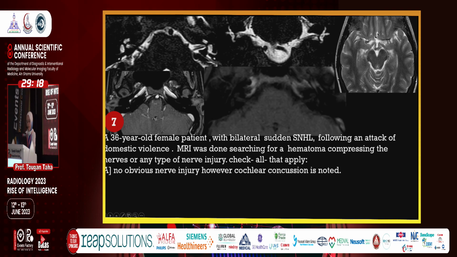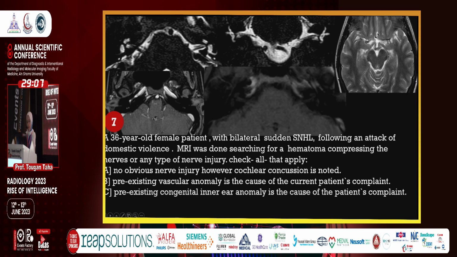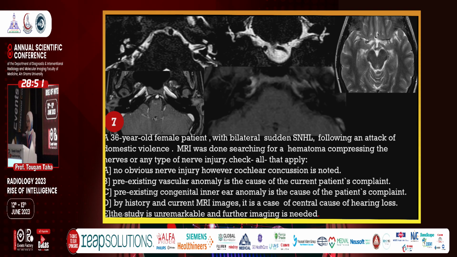There is no obvious nerve injury, however, cochlear concussion is noted. Pre-existing vascular anomaly is the cause of the current patient's complaint. Pre-existing congenital inner ear anomaly is the cause of the patient's complaint. By history and the current MRI images, it is a case of central cause of hearing loss. Actually, the study is unremarkable and further imaging is needed. Please answer.